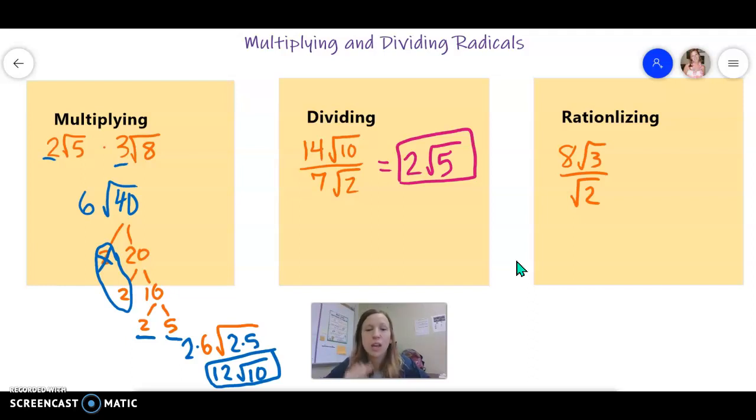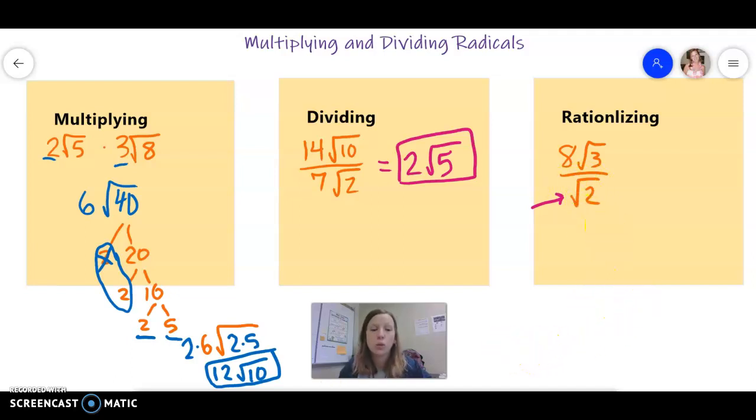The last thing we're going to look at is what happens when you have a radical in the denominator, like we do here, radical 2. Normally, we would try to divide these, just like we did in the last problem. But 2 does not divide into 3 evenly. So it's not going to give us a nice, pretty whole number like 5. So what do we do? We do what's called rationalizing the denominator. We are trying to get rid of that square root. We do not want a square root in the denominator. Remember, the denominator means the bottom, okay?